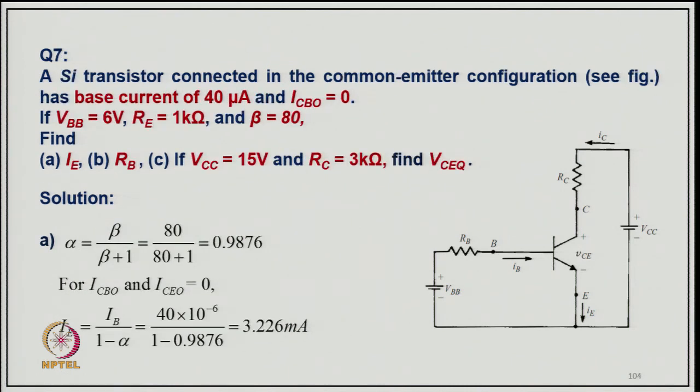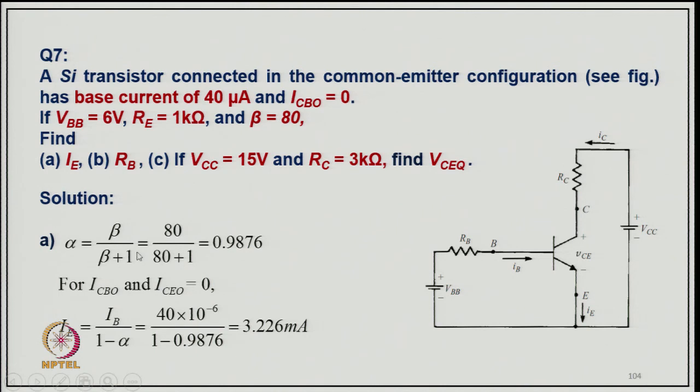Now, coming to numerical 7: a silicon transistor connected in a common emitter configuration as shown here, which is a very common configuration, with base current of 40 microampere and ICO equal to 0. If VBB equals 6 volt, RE equals 1 kilo ohm and beta equals 80, find IE, RB. VCC equal to 15 and RC equal to 3 kilo ohm, find VCQ. So, for the first part we have to find out typically IE.